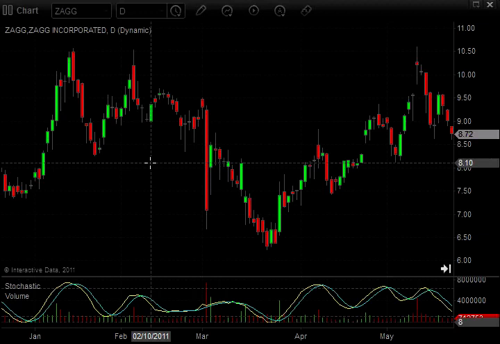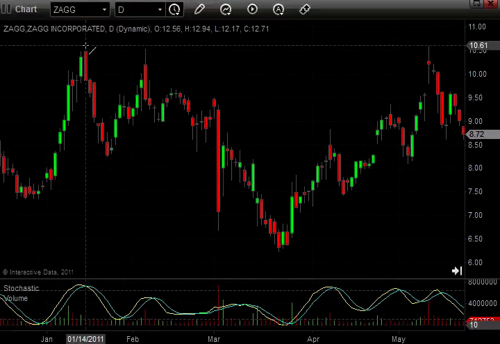Trend lines are a great way to identify which overall direction a stock or instrument is headed. It also gives you points of support and resistance areas. All you need is 2 points to connect when drawing a trend line. Right now we're looking at a daily chart on ZAGG, Z-A-G-G. Let's go ahead and put a trend line on this.